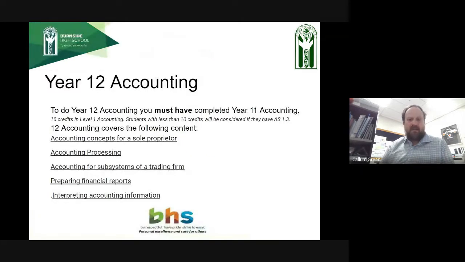So Year 12 accounting. There is a prerequisite for Year 12 accounting, and that's to ensure that you've done Year 11 accounting. And in Year 11 accounting, you need to have got at least 10 credits to be able to do that. In terms of 12 accounting, the information is around concepts, processing, subsystems of a trading firm, preparing financial reports, and interpreting accounting information.